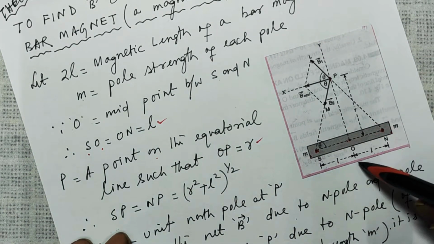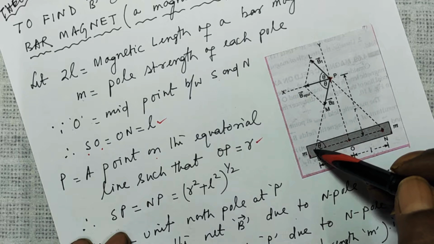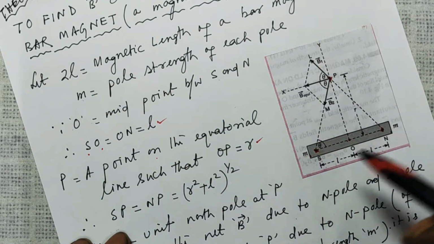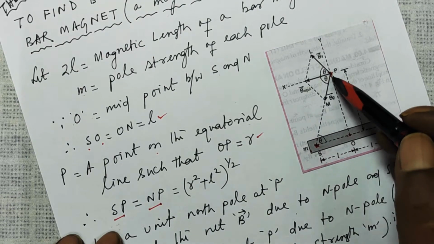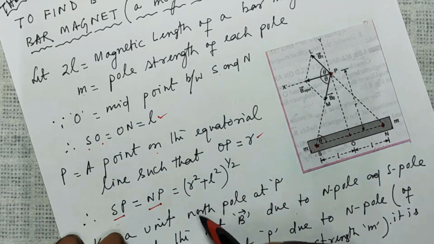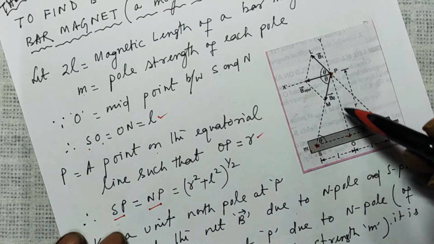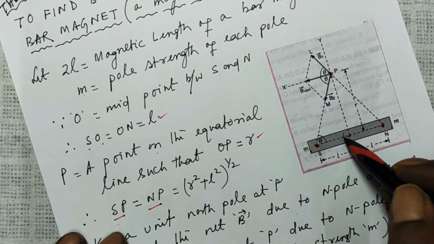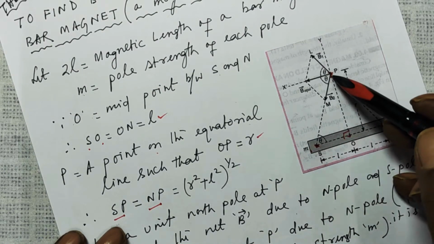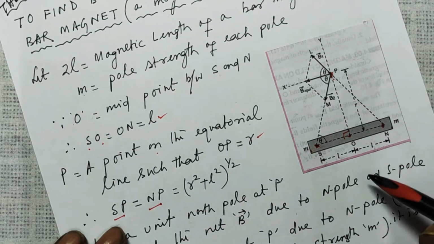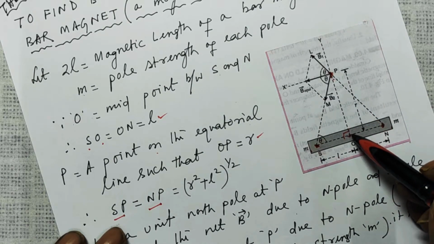Now, since this line is a perpendicular bisector, if you join P with S and P with N, PS will be equal to PN. The distance from S to P will be equal to the distance from N to P. And how much will that be? From here to this point is L, from here to this point is r, and it is 90 degrees here. So we apply Pythagoras theorem. SP is the hypotenuse and NP is also the hypotenuse. So it will be the square root of the sum of the square of the base and the square of the perpendicular.